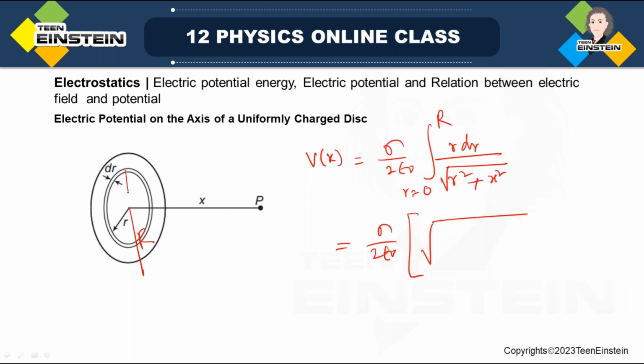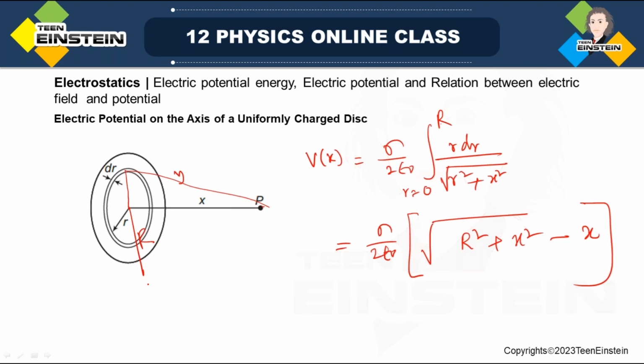What we had assumed, this one you can take any arbitrary value y. So here what we are getting is square root of R square plus x square, minus x. So this was the value of the electric potential due to a disk, and it is the value at any axial point to the disk.